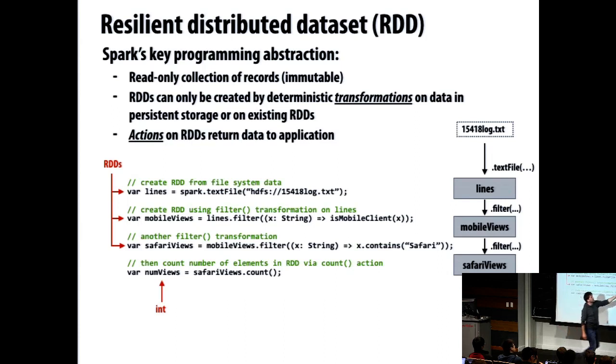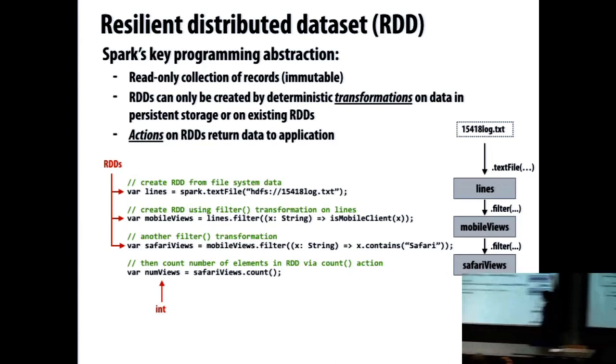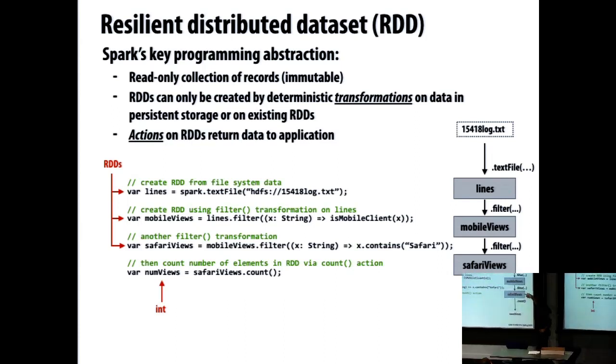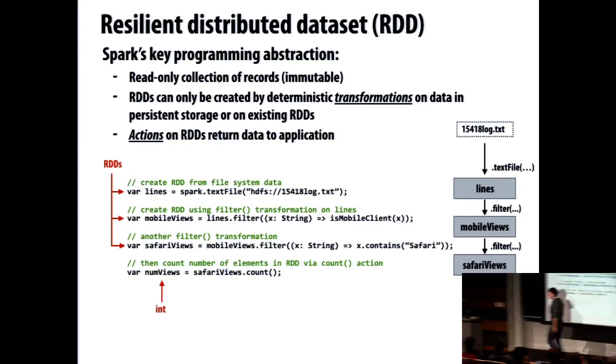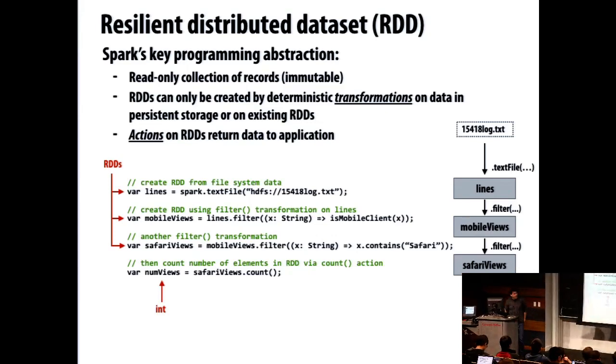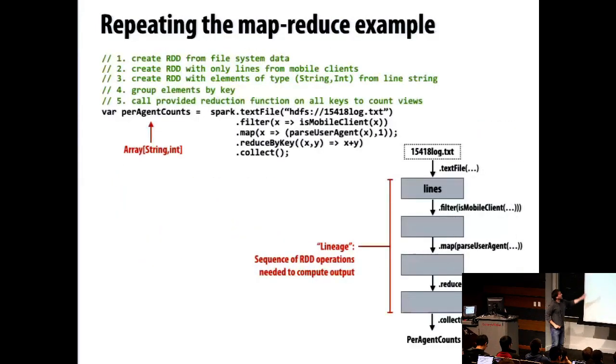So you can think about this as a sequence of these operations, where every box I'm drawing here is a sequence, and every arrow is an operation, a transformation, taking one RDD to the next RDD. Make sense? OK.